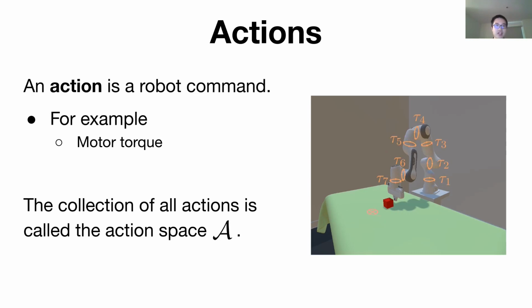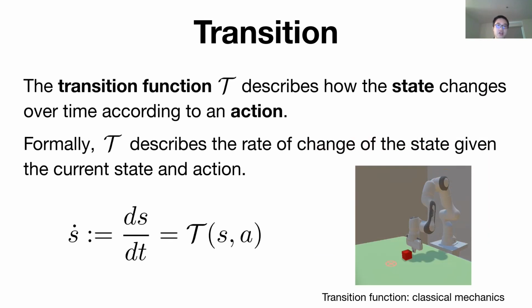Similarly, we define the robot command as an action. For example, here, the action can be the motor torque, which is used to control the robot. We call the collection of all actions the action space A. Next, we can also use a transition function T to describe how state changes over time according to an action. Formally, T describes the rate of change of the state, given the current state and action. In our robot example here, T is governed by classical mechanics.